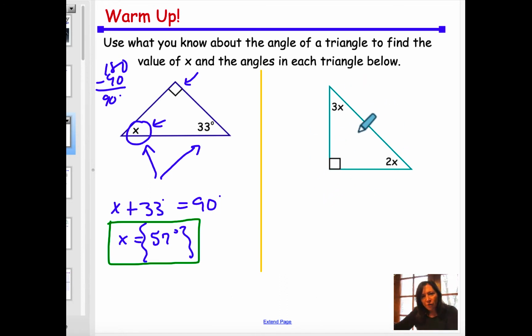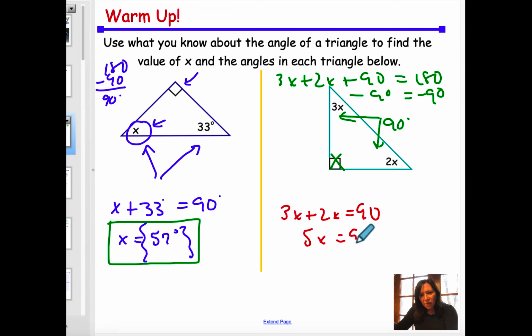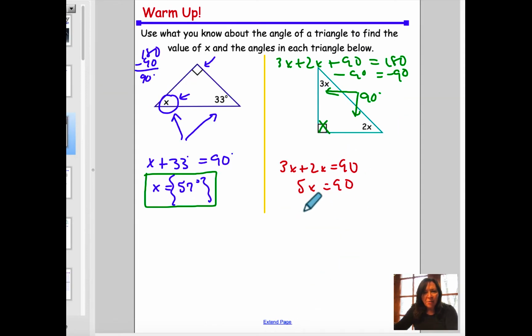For this problem here, also a right triangle, I can say 3x plus 2x plus 90 is equal to 180. But taking off this 90 degrees is taking 90 degrees out of 180, which leaves 90. So realistically, these two angles have a sum of 90 degrees. What I expect from you is that you write 3x plus 2x is equal to 90 degrees. You have 5x is equal to 90 degrees. You're going to divide both sides by 5. You get x is equal to 18.